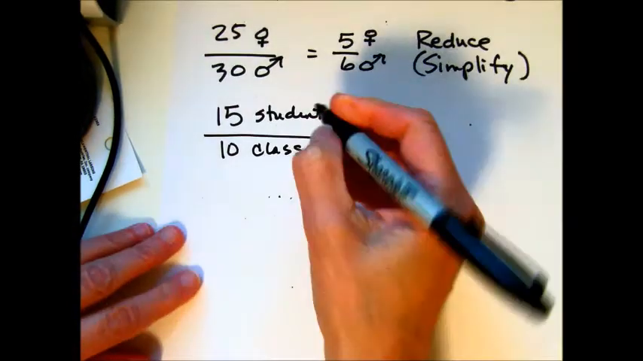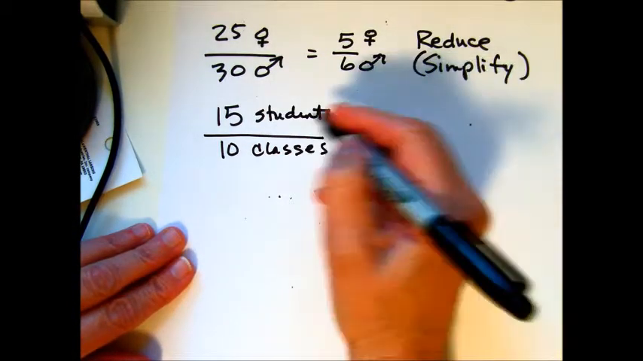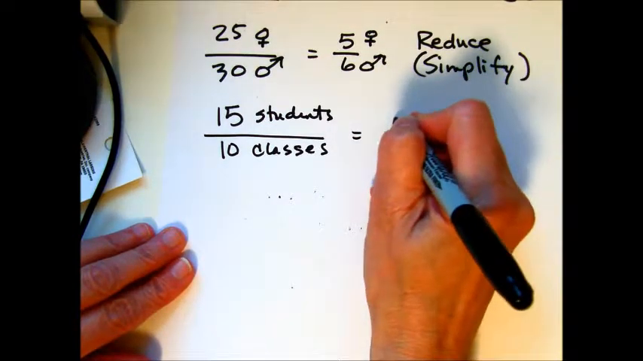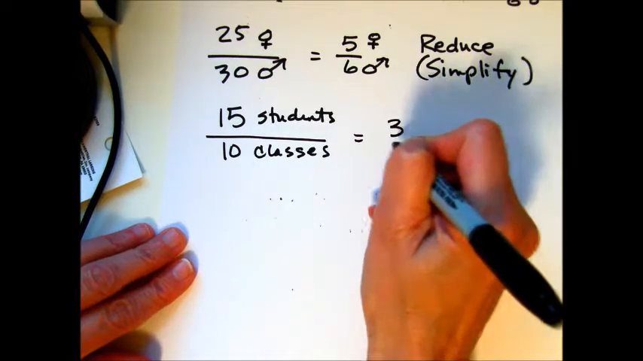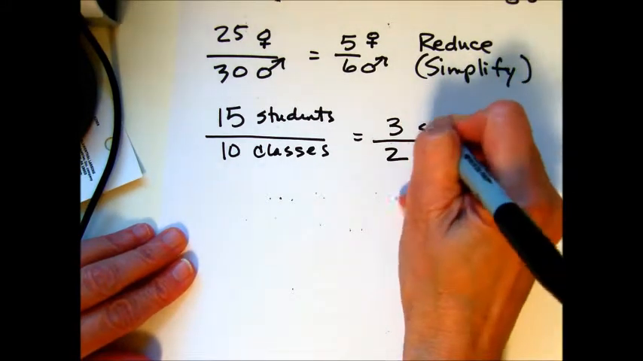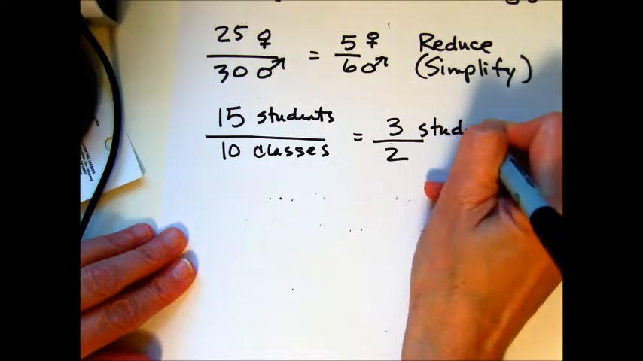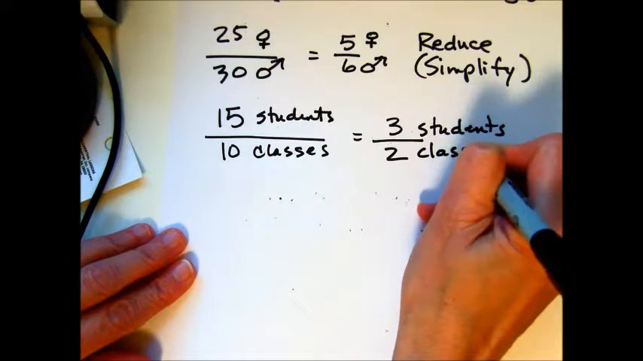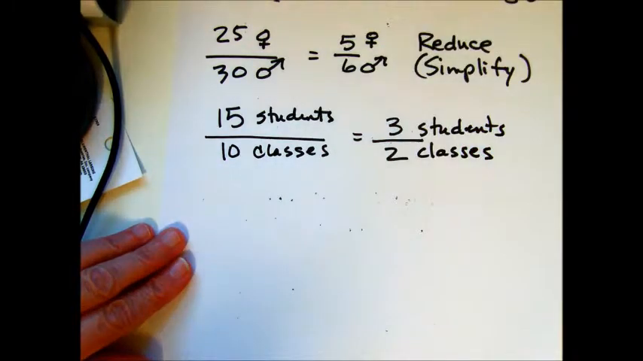Okay, so again, we're going to reduce first. I know 5 goes into each, so that's going to give me 3 students and 2 classes. So 3 students compared to 2 classes. And these students might be going on a field trip.